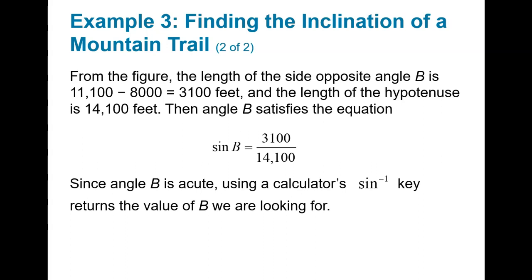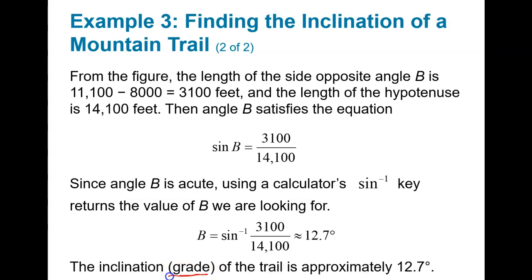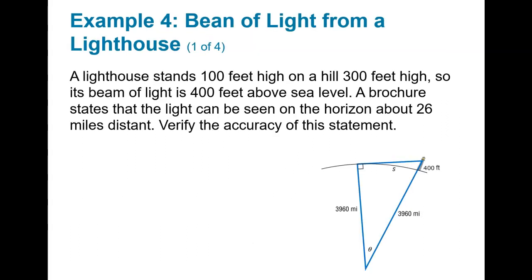Inverse sine then is what we need to unlock angle B. So inverse sine of 3,100 over 14,100 is about 12.7 degrees of elevation. So you've probably seen grade, like when you're going down the road and you're going down a steep hill, if you're coming out of the mountains, and that's what we use to measure that, just the change in elevation over the distance. All right, on this example, we got a little bit going on that you would need to kind of know ahead of time.